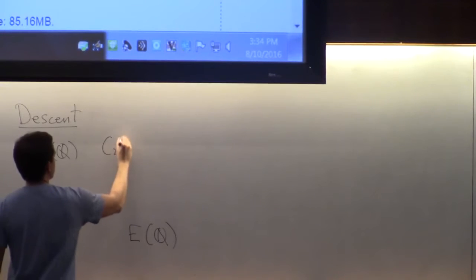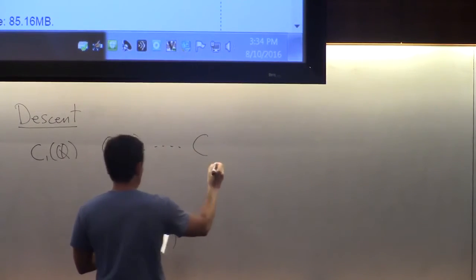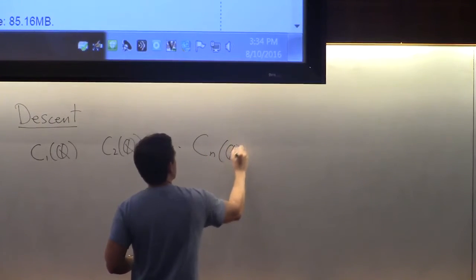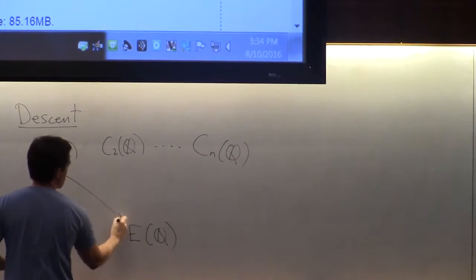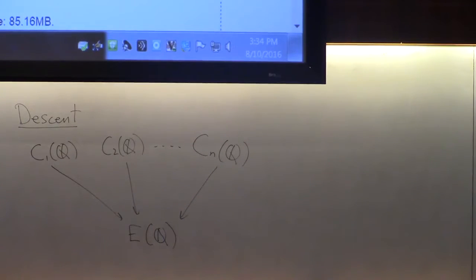Homogeneous spaces. There's a number of them, I call it. And there are maps, algebraic maps, rational maps going down. And these maps are height increasing. Okay, they are quadratic maps, so the height doubles because it's logarithmic.